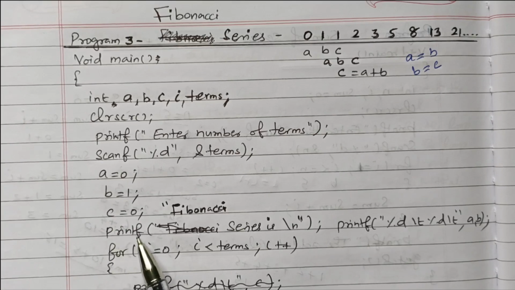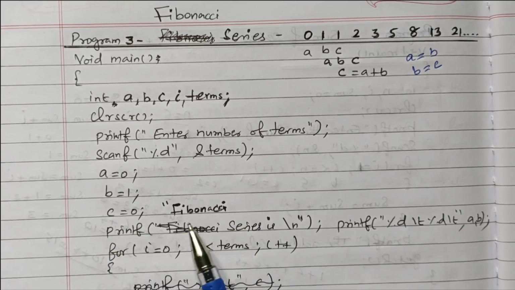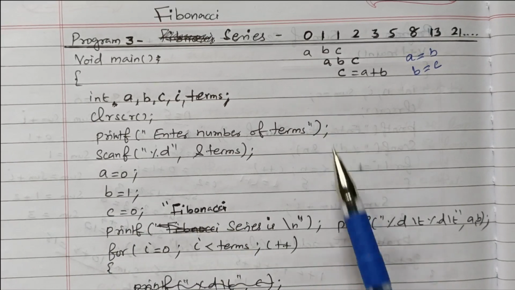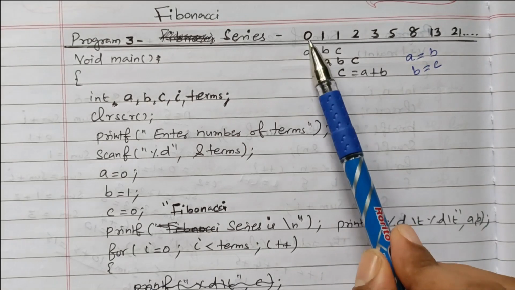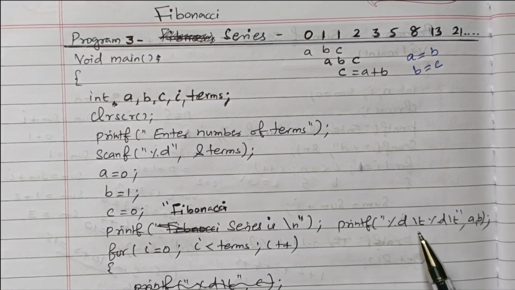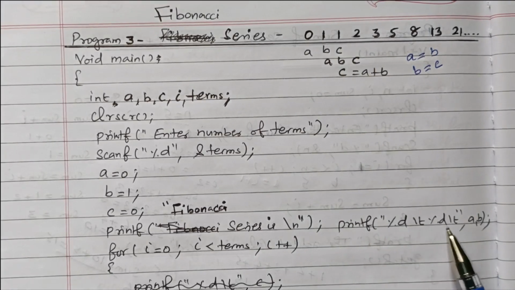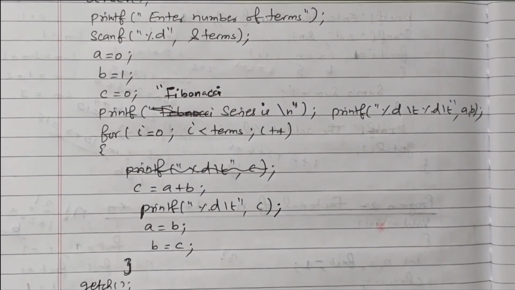Now print the Fibonacci series. First we print the sentence. The first two values we can print as they are: printf %d \t %d, a comma b, because 0 and 1 are fixed. Only from the third term do we go for calculation. This \t refers to a tab, so 0 is printed, and after one tab 1 is printed. So the first two digits are now printed. Now we'll go to the remaining terms and see how to generate them.